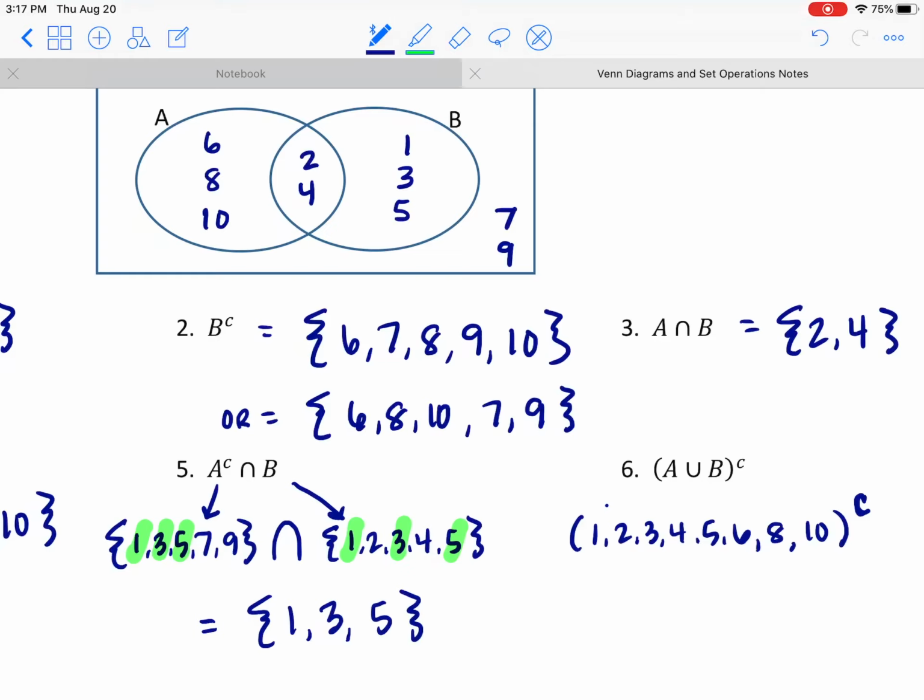So the complement of the union, and we could see it really easily on the picture, right? Here's our union. What's not in that union? 7 and 9. And that's going to be our answer for this one. What is not in that union is 7 and 9. Okay? And we're going to get some more practice with those.